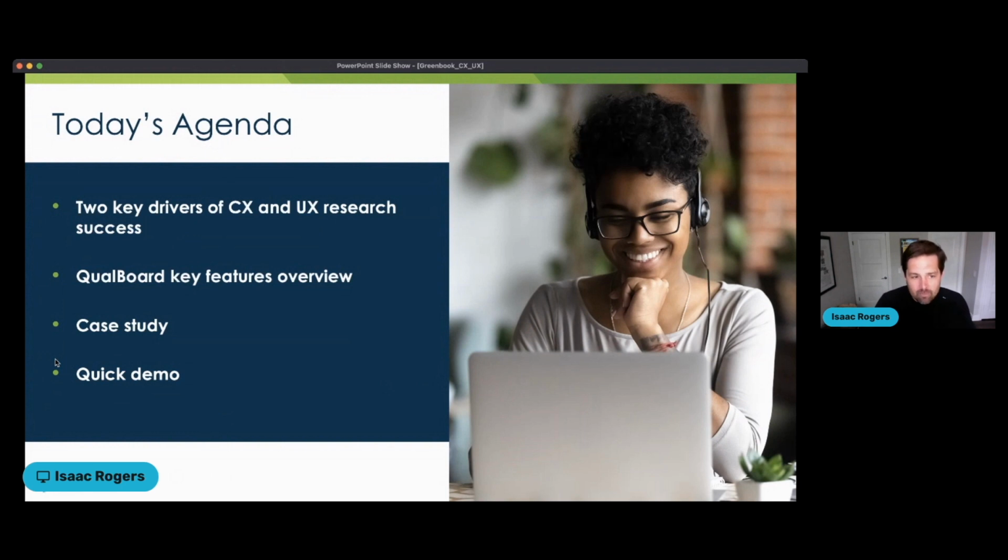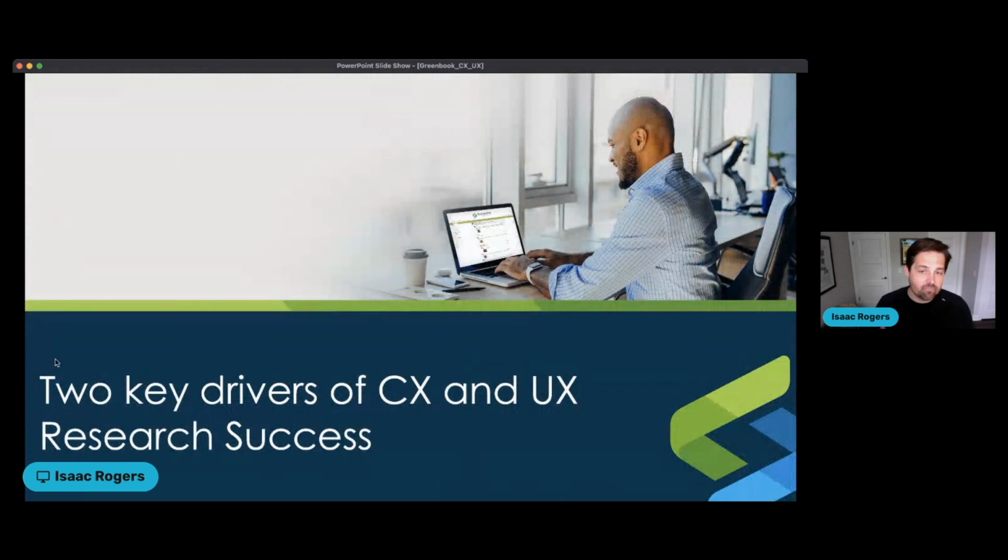I'm then going to go through some of the key features that our platform QualBoard provides for CX and UX researchers who are doing digital qualitative in this way. Give you a case study to show you just how flexible and agile we can be with these methodologies. And then I'll even show you a quick demo just to show you how simple it is for you to take this tool and really do some iterative learning with your customers and respondents. So, like I said, I'm going to start with a fundamental understanding we have about how to get the most out of CX and UX research.